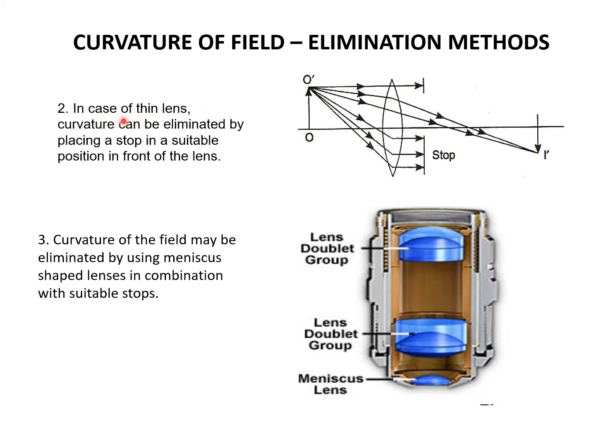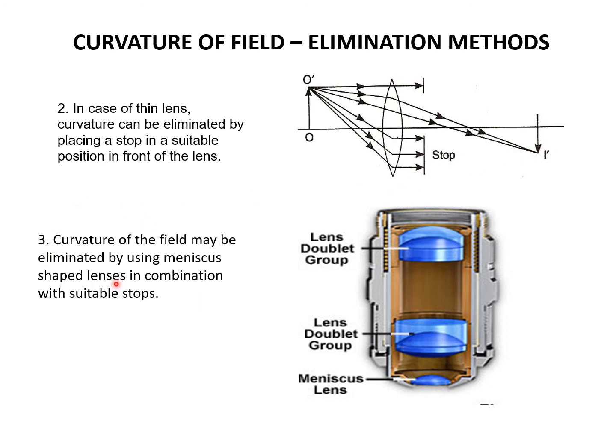In the case of thin lenses, curvature can be eliminated by placing a stop in a suitable position in front of the lens. Here we are using a stop like this. That means it cuts marginal rays and allows only paraxial rays. That means the defect is somewhat minimized, and here we are focusing on the central portion of the lens. Hence, you can get a somewhat better image for the central portion of the object.